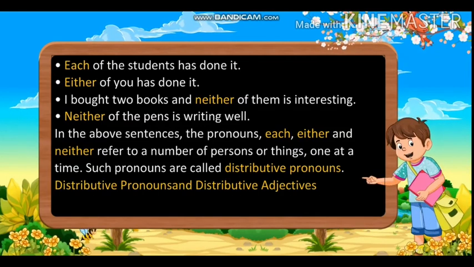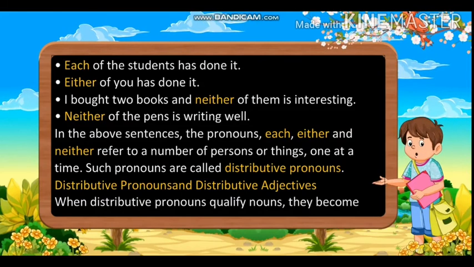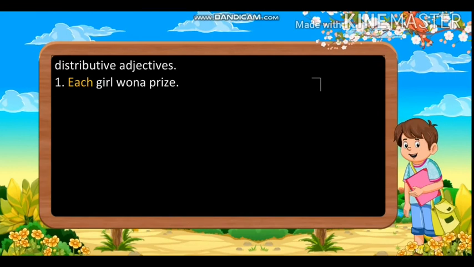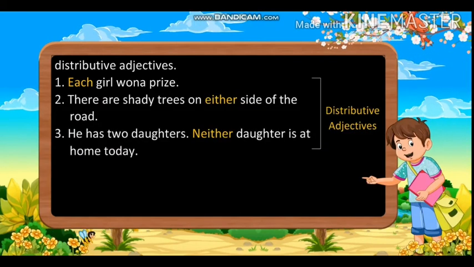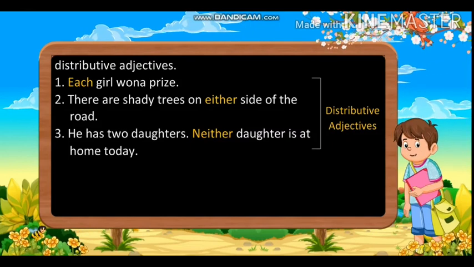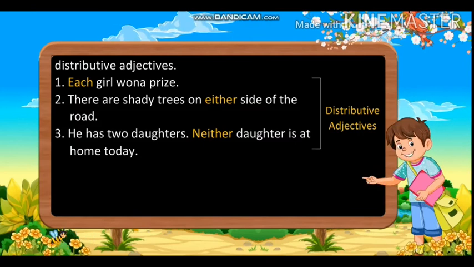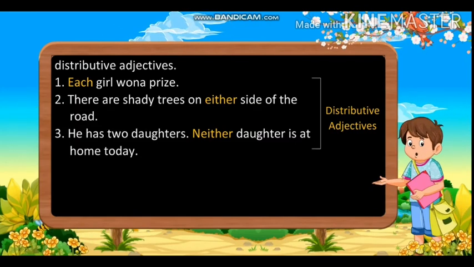Distributive pronouns and distributive adjectives. When distributive pronouns qualify nouns, they become distributive adjectives. Each girl won a prize. There are shady trees on either side of the road. He has two daughters. Neither daughter is at home today. These are the distributive adjective examples.